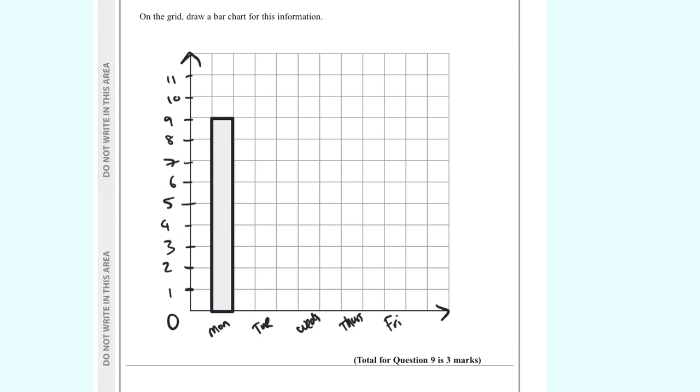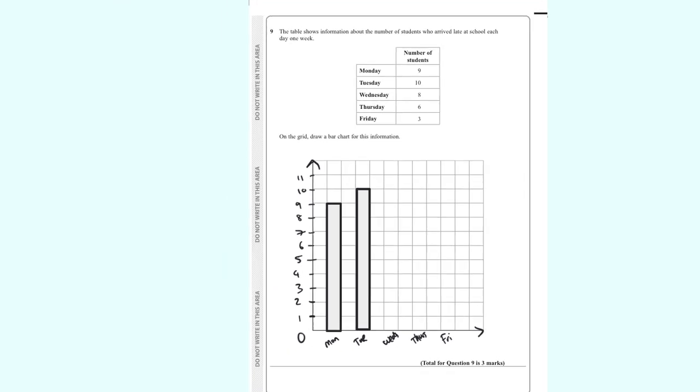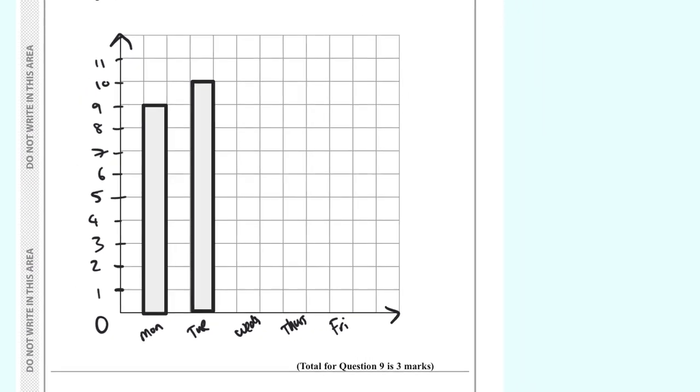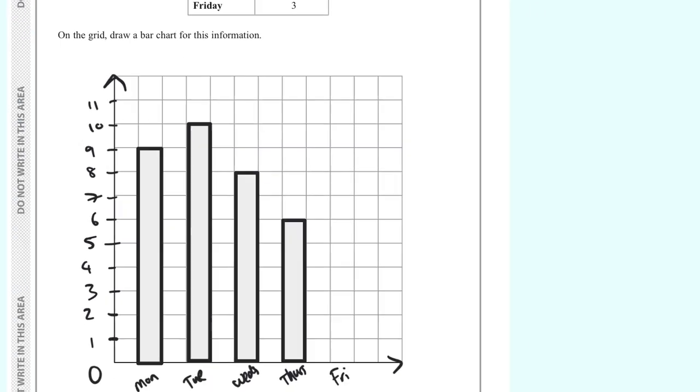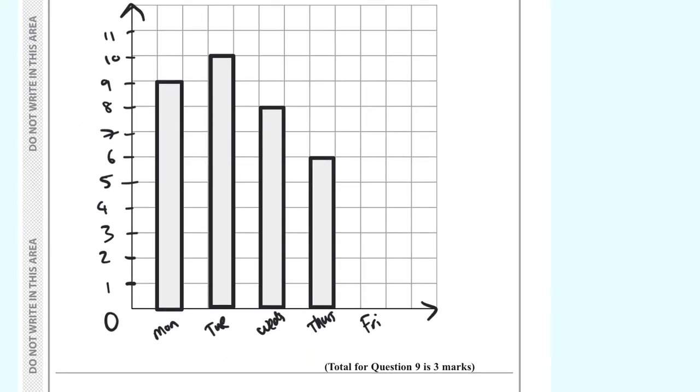So we're going to do the same thing, all the way up to 10. They should be about the same width as well. Wednesday was 8. Oops. Alright. Thursday was 6. And Friday was 3. Alright.